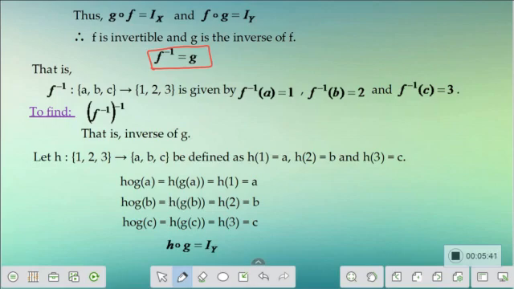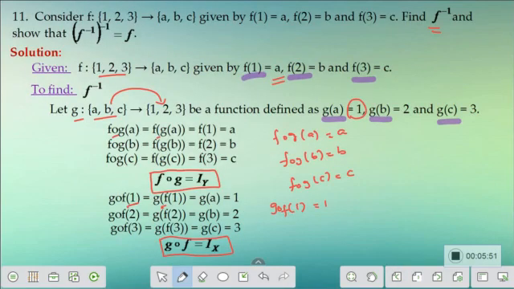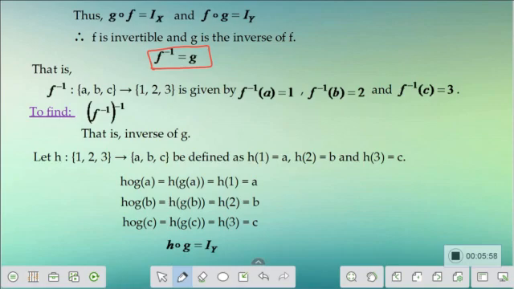That is, f inverse is the function from the set containing elements a, b, c to the set containing elements 1, 2, 3. You can see this is what we have defined for our g. So g is the one that is defined from a, b, c to 1, 2, 3. Since g and f inverse are both the same, f inverse is also from the set containing elements a, b, c to the set containing elements 1, 2, 3.